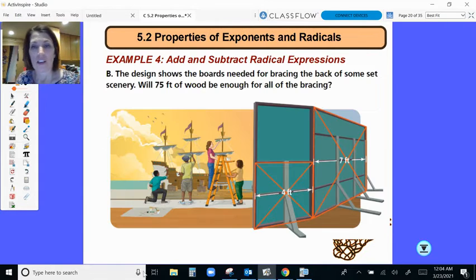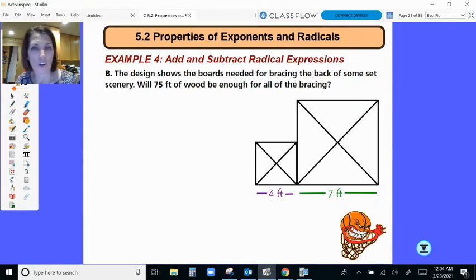Okay? Now we're going to do a little application problem here. This design here shows boards needed for bracing the back of some set scenery. And these are square set sceneries, by the way. Will 75 feet of wood be enough for all of the bracing? So what we're going to do here is I'm going to take this 4-foot bracing here. We need to find the length of a diagonal.